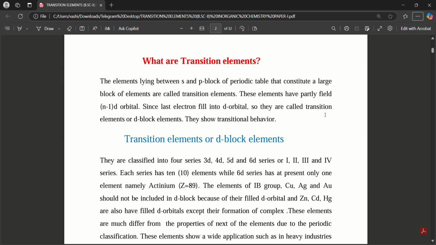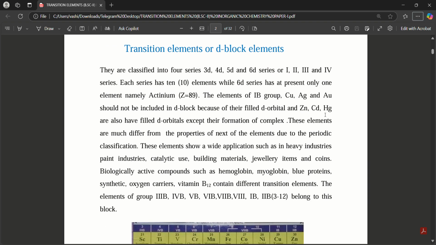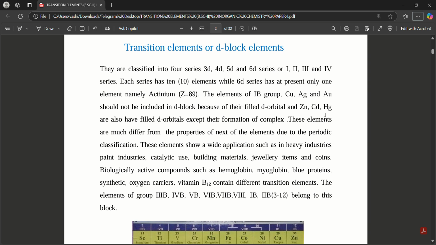What are transition elements? The elements lying between the s and p blocks of the periodic table that constitute a large block of elements are called transition elements. These elements have a partly filled (n-1) d orbital, since the last electron falls into the d orbital, so they are called transition elements or d block elements. They show transitional behavior.